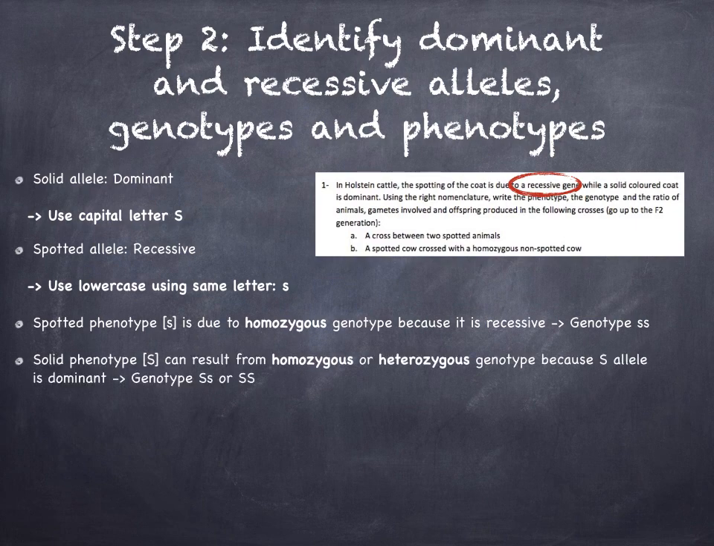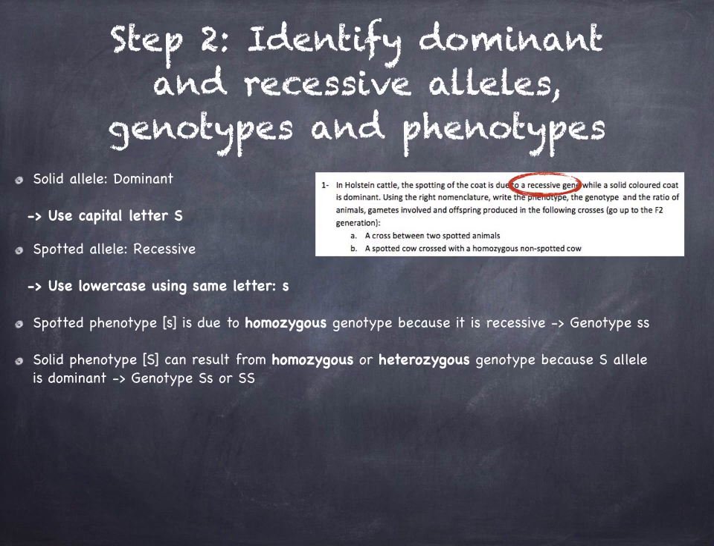If you look at the solid pattern, then the phenotype is indicated in brackets with a capital S. And this can result from both a homozygous or a heterozygous genotype because the S, or the solid allele, is dominant. So the genotype of these individuals will be big S small s or big S big S.